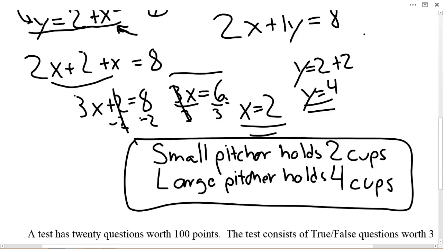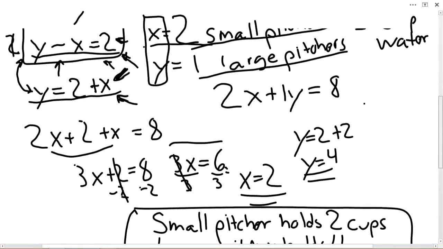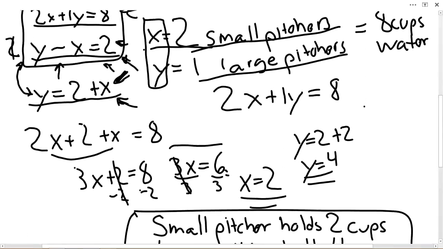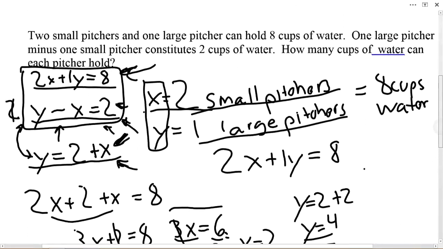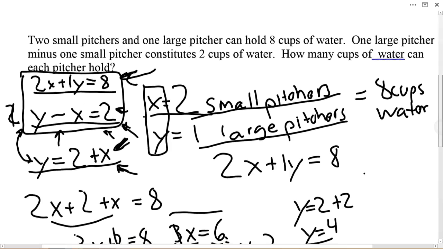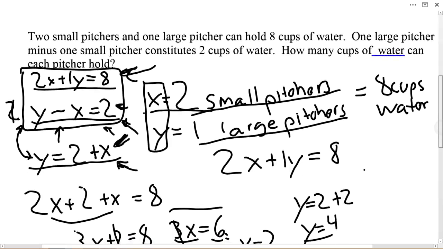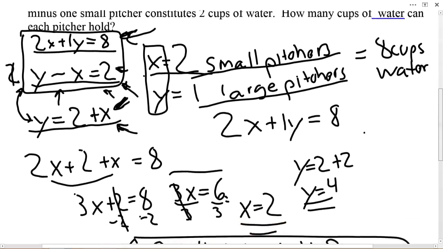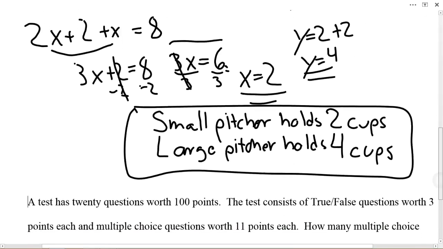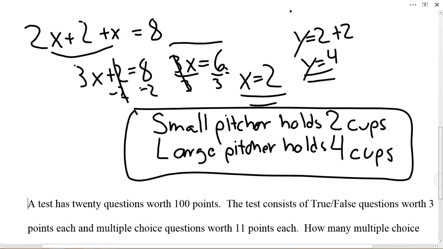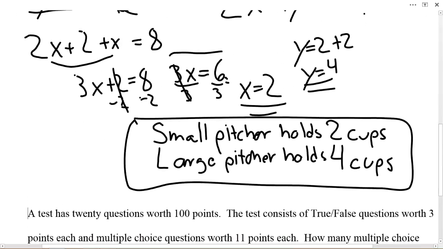All right. So when we're doing word problems, you guys, please don't just write down, oh, x equals 2, y equals 4, and I'm done. No, you need to integrate it into what the question is asking. And this question is asking, how many cups of water can each pitcher hold? And that's why I answered it: the small pitcher holds 2 cups of water, and the large pitcher holds 4 cups of water. Don't just box x and y in and say, oh, well, x equals 2, y equals 4. That doesn't tell me anything, you guys.